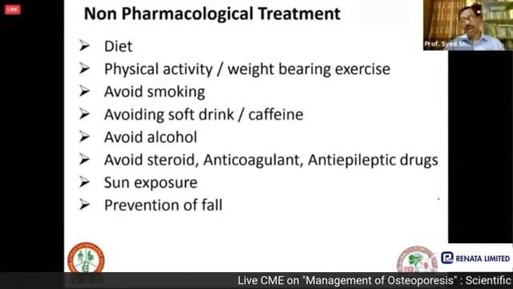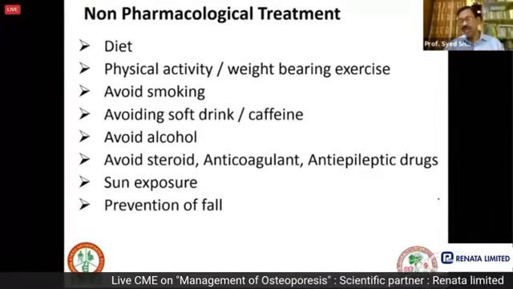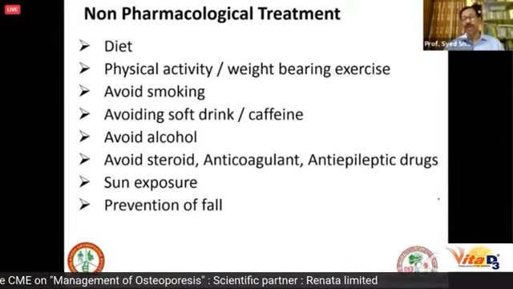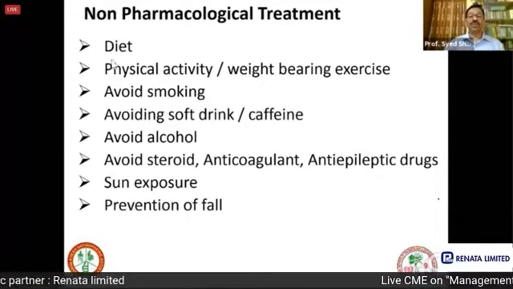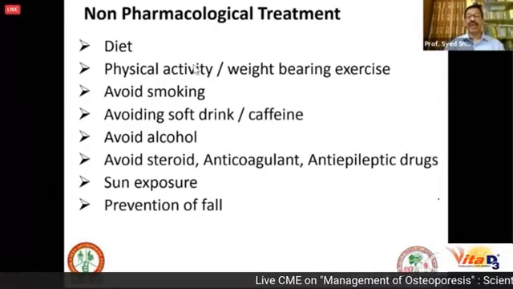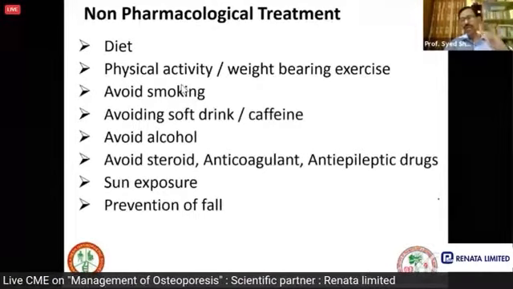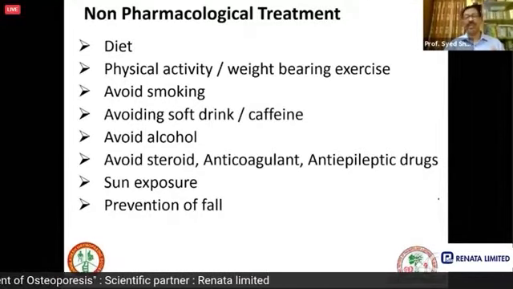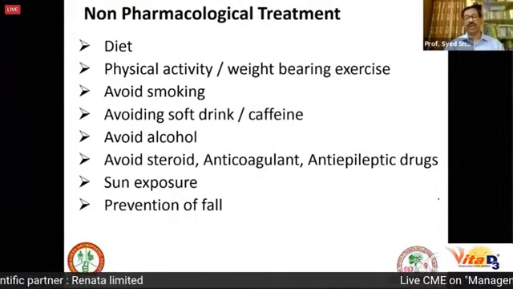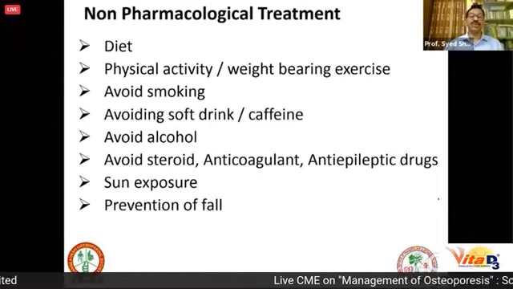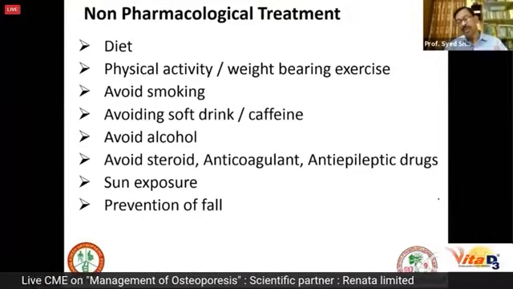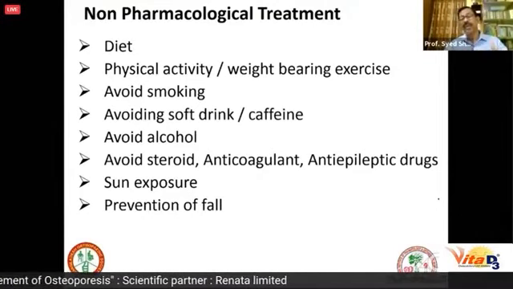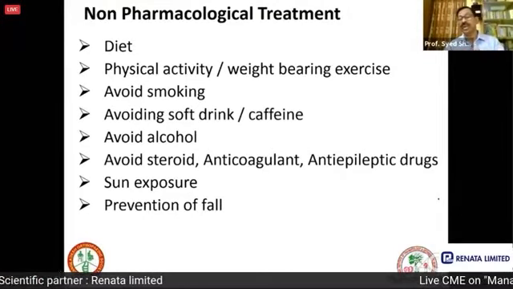So how do we prevent or treat osteoporosis? Very important is non-pharmacological treatment. We should consider diet and physical activity, and things which we can avoid easily, especially in our country. Please avoid smoking. Many of our doctors are habituated to smoking. Avoid soft drinks and caffeine. There is controversy about caffeine. If you take caffeine, you have to take vitamin D and calcium side by side.